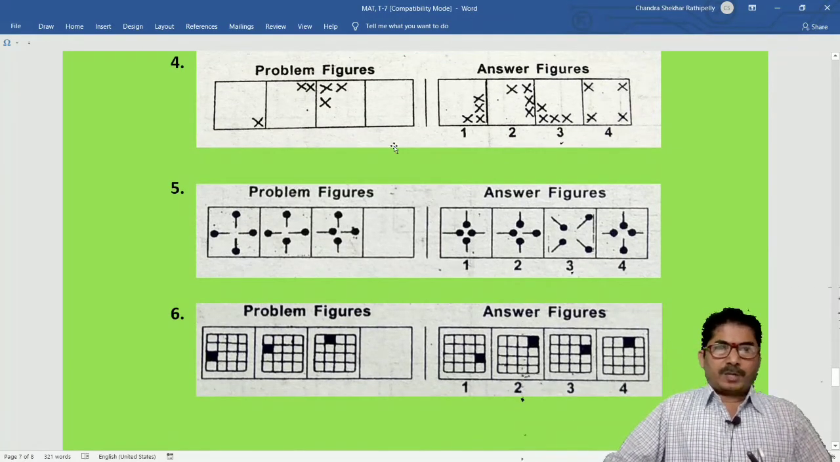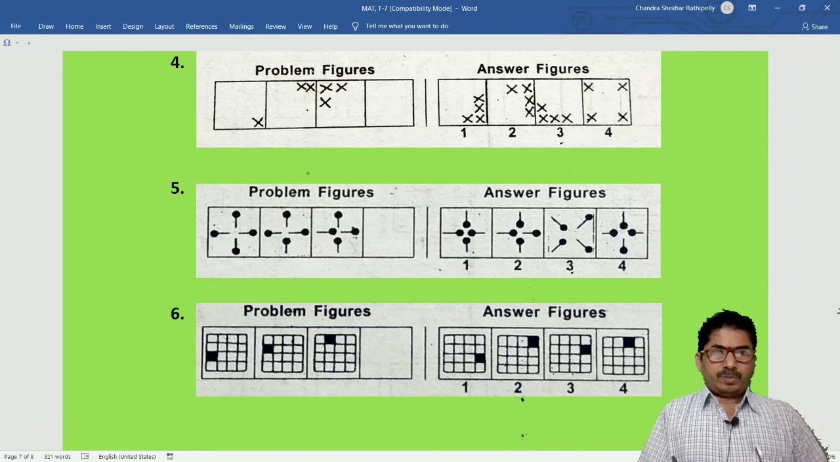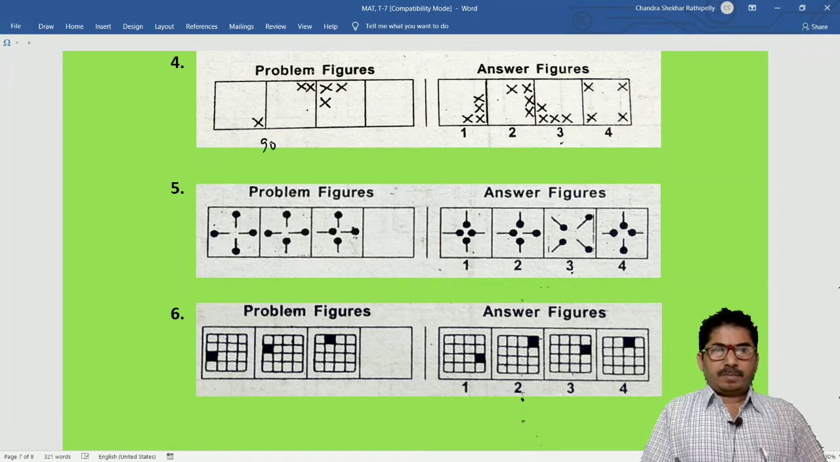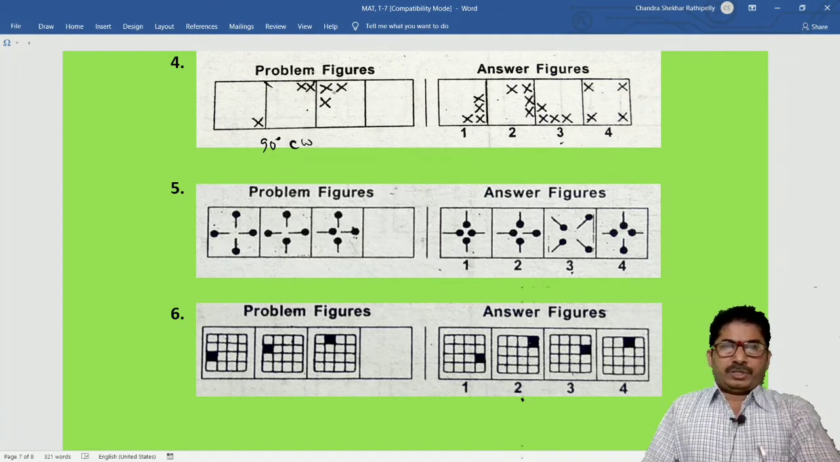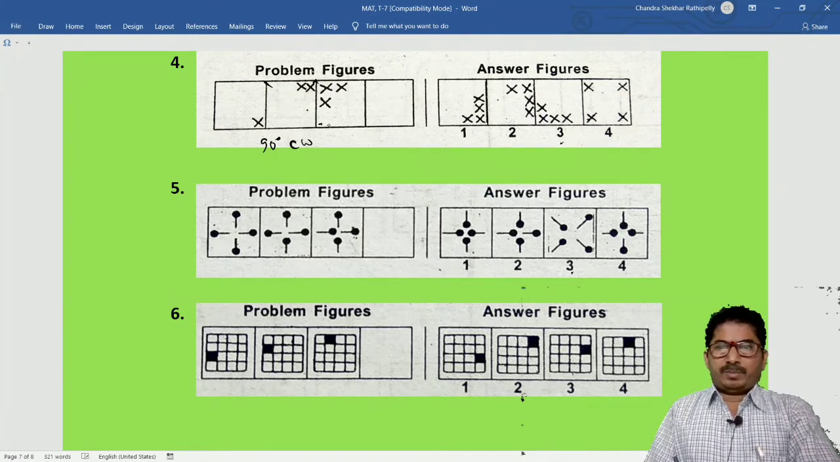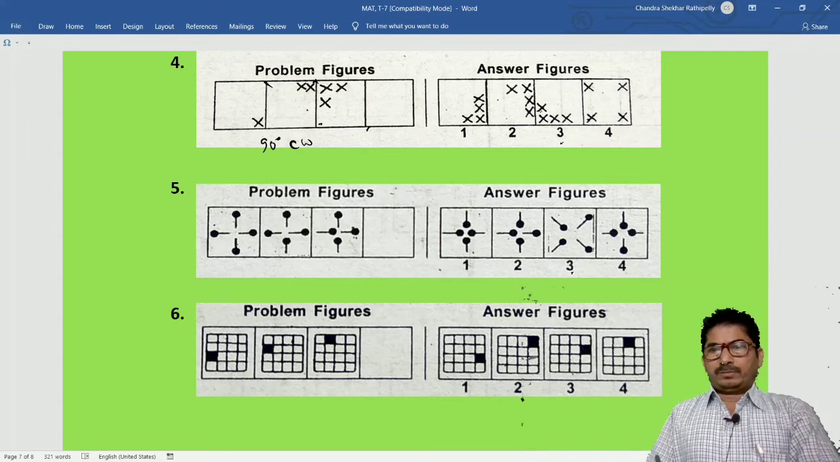Fourth, here is the cross mark. 90 degrees clockwise and increasing also. Here came, next here came, next here must come. This side must come. 4. This 3.